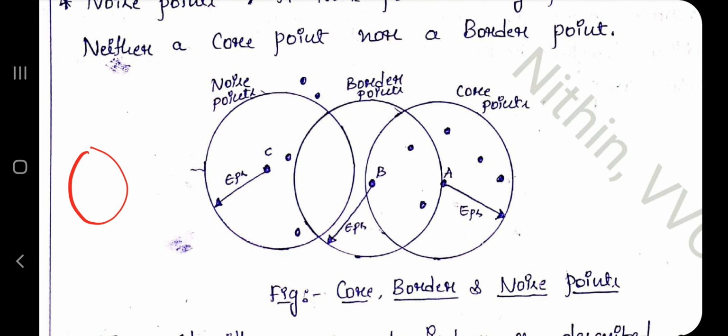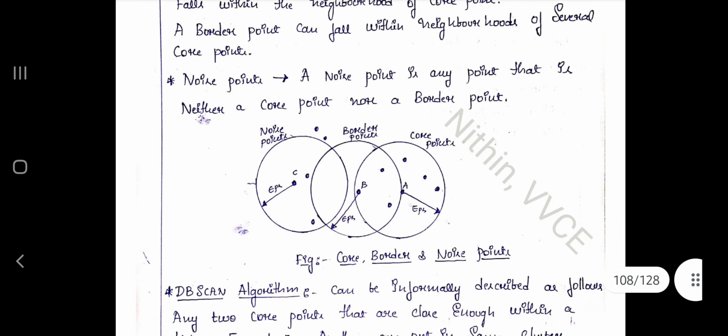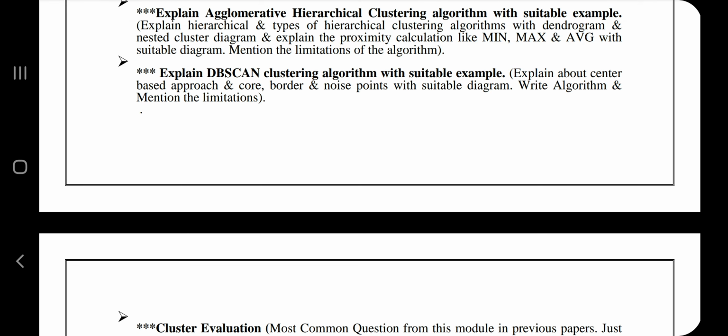Very simple. Draw 3 circles like this which are overlapping, and make A in the first circle, B in between first and second circle, and C in the third circle. As you can see, this is the core point and this is overlapping the second key point, and the third is outside A and B, both A and B. Write here noise, write here border, write here core points, and make some dots randomly here, that doesn't matter. Okay, make the dots randomly, don't worry about the dots. So that's what about the different points in the diagram. If you write this much, this will be sufficient for you. Okay, then the algorithm for it and the limitation I will discuss in a separate video.